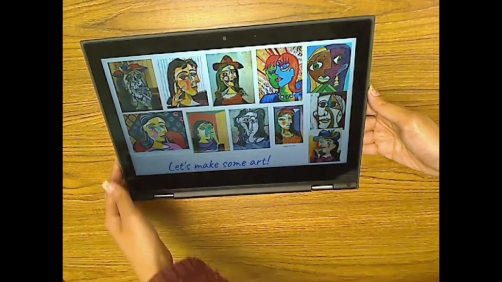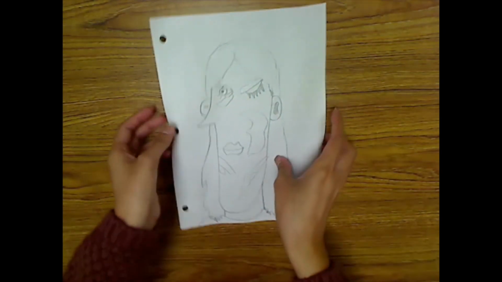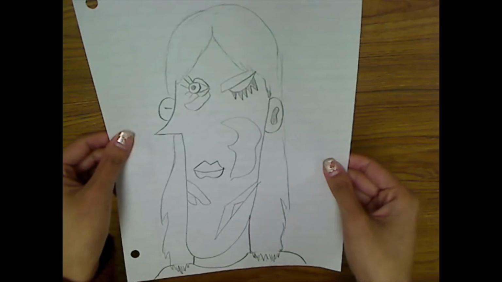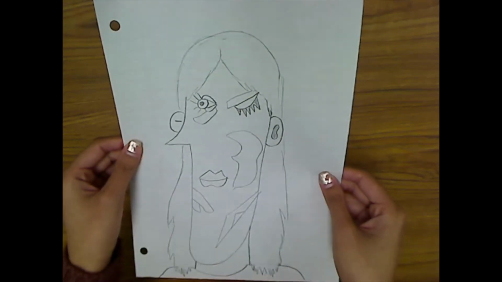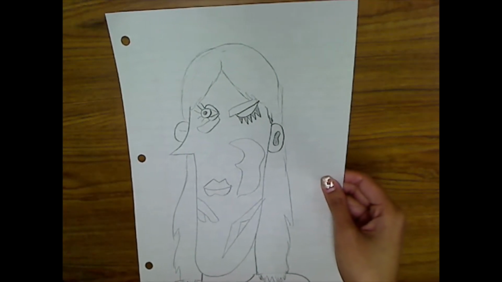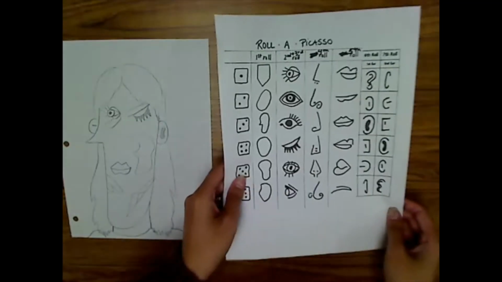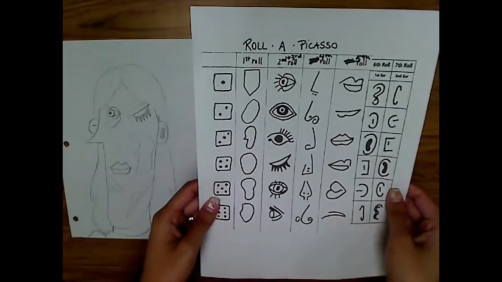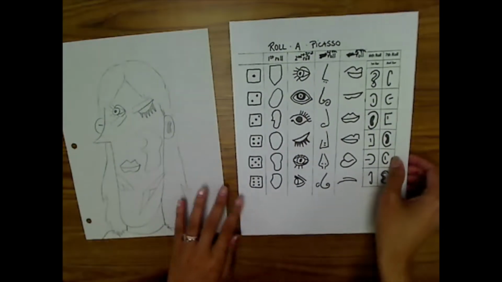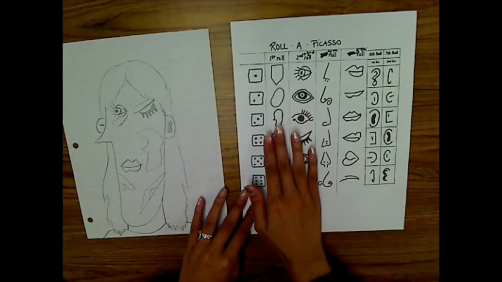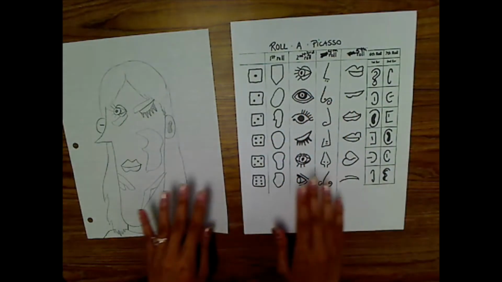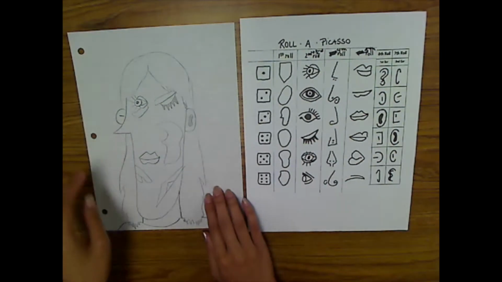All right, so now that we have reviewed Pablo Picasso, we're going to return to the artwork that we started last week. So this is the portrait that I drew in pencil last week. You should have drawn your own self-portrait in pencil as well. We looked at this piece of paper here, this worksheet, and we drew different shapes of the face and the eyes and the nose, etc. And so we had created a full self-portrait.